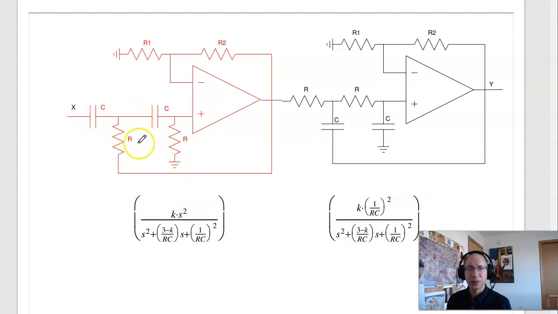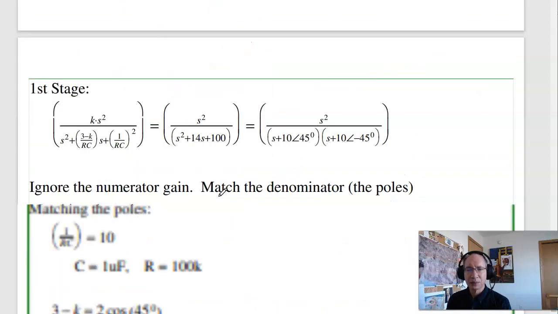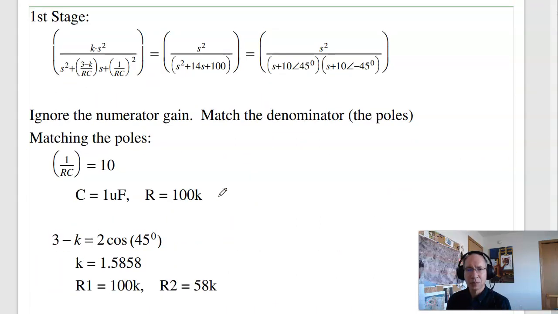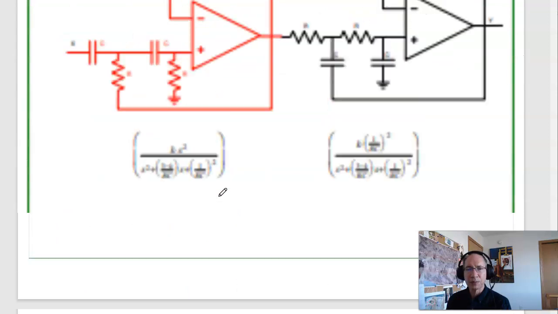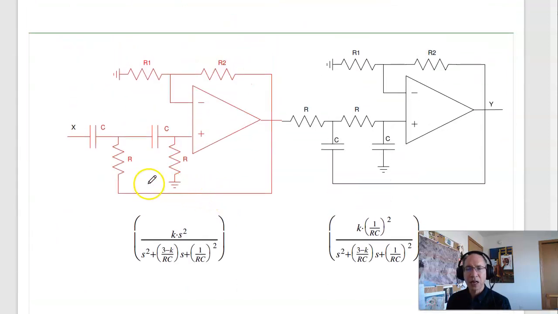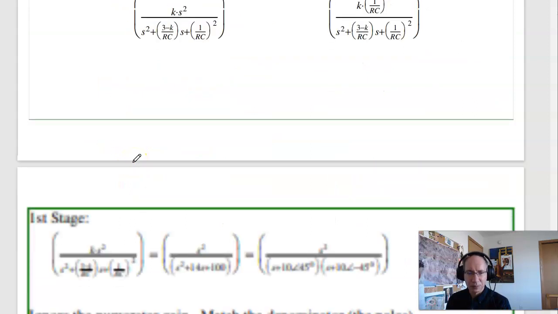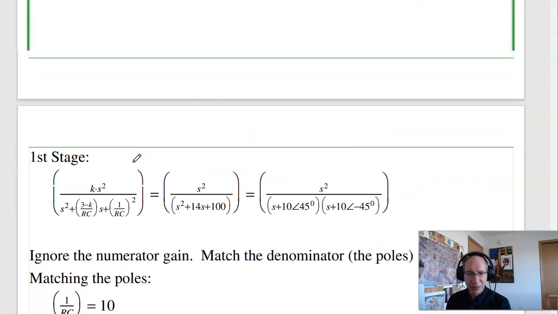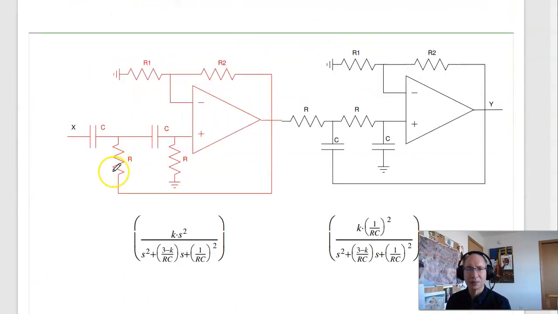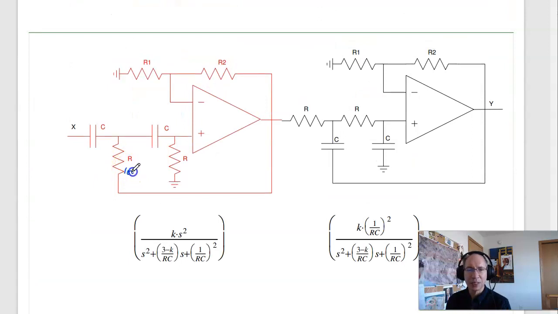So here's the first circuit in red, the second one's in black. To find the values, let's start over here. I've got one constraint, 2 degrees of freedom, so either pick C or pick R. Let's pick R. I said R is 100K. Kind of arbitrary. If this is 100K, this is 100K.